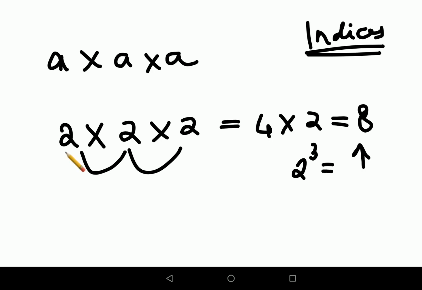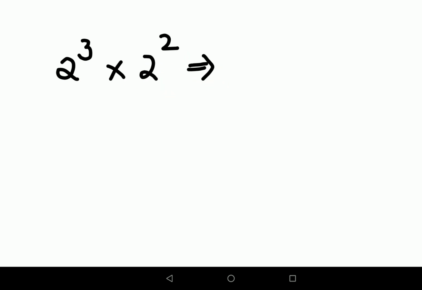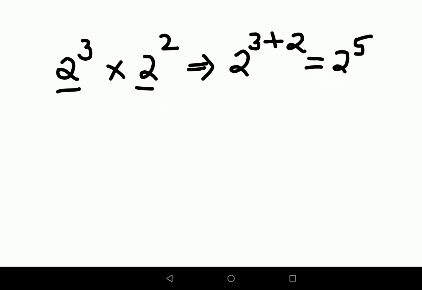Now understand, when you have the same base, whatever indices you have, in this case since there was nothing as the index, we are taking it as 1. What happens is we just add the indices: 1 plus 1 plus 1. That gets you 2 raised to 3. Now if we had 2 raised to 3 into 2 raised to 2, then you would have done 2 raised to 3 plus 2, since the bases are same, you would have added the indices. That gets you 2 raised to 5, and 2 raised to 5, as we know, is 32.